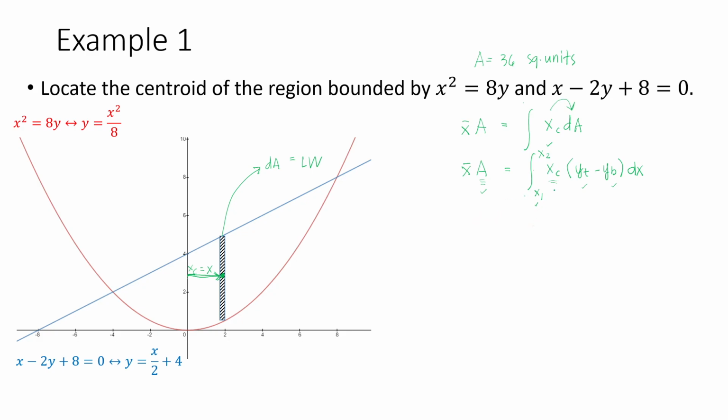So x sub c is just equal to x. The only unknown left is bar x, so we can now solve for bar x. Bar x times 36 is equal to, again, x sub c is just x, multiplied by y top minus y bottom: x over 2 plus 4, minus x squared over 8, dx, from negative 4 going towards 8.